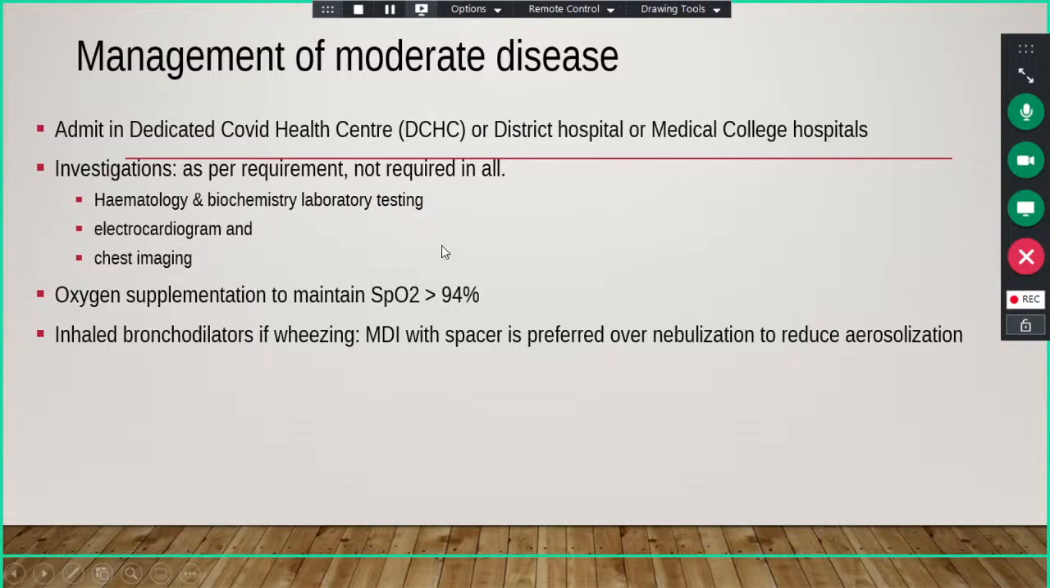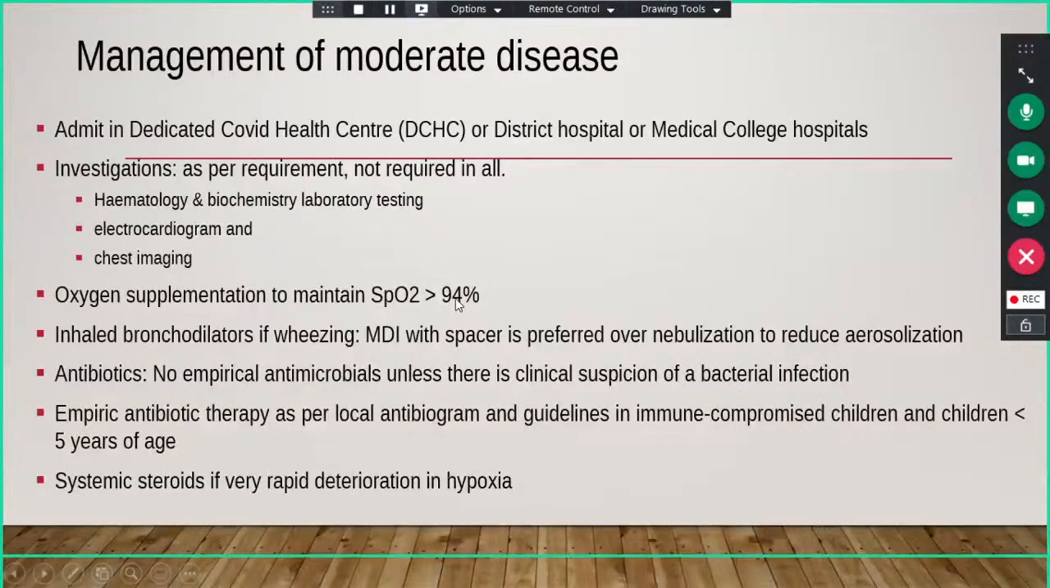And the treatment is oxygen supplementation to maintain SpO2 of more than 94%, and inhaled bronchodilator if there is wheezing. MDI with spacer is preferred over nebulization to reduce aerosolization. Antibiotic therapy is not indicated unless there is a suspicion of bacterial infection. Empirical antibiotic therapy is given as per local antibiogram, if there is surveillance data that suggests that yes, for pneumococcus, for Haemophilus influenzae, these are the antibiotics which are sensitive, and they can be given. Systemic steroids may be given if there is a rapid deterioration or hypoxia.